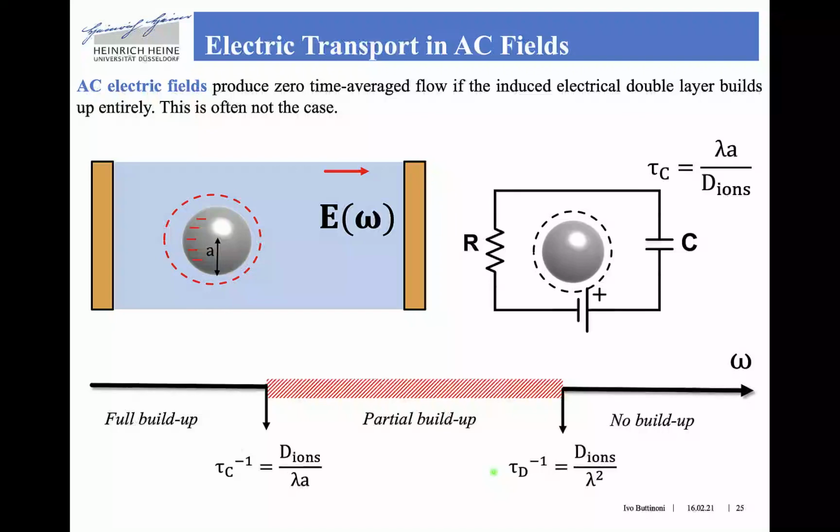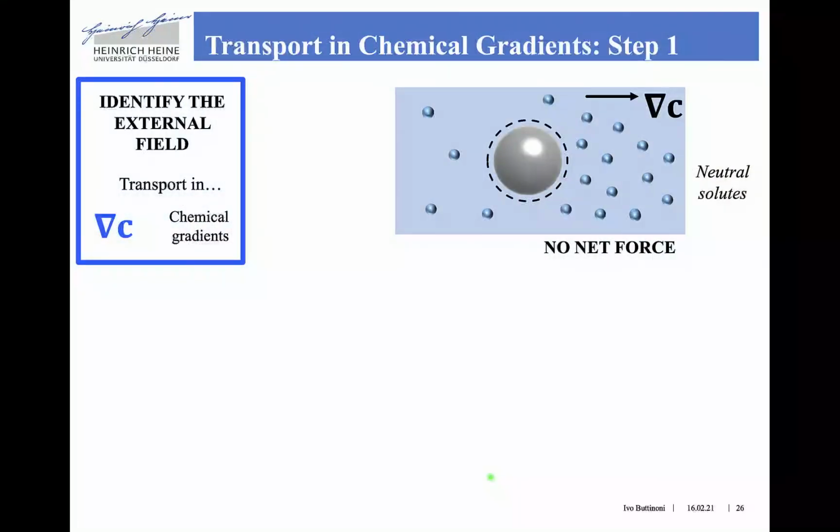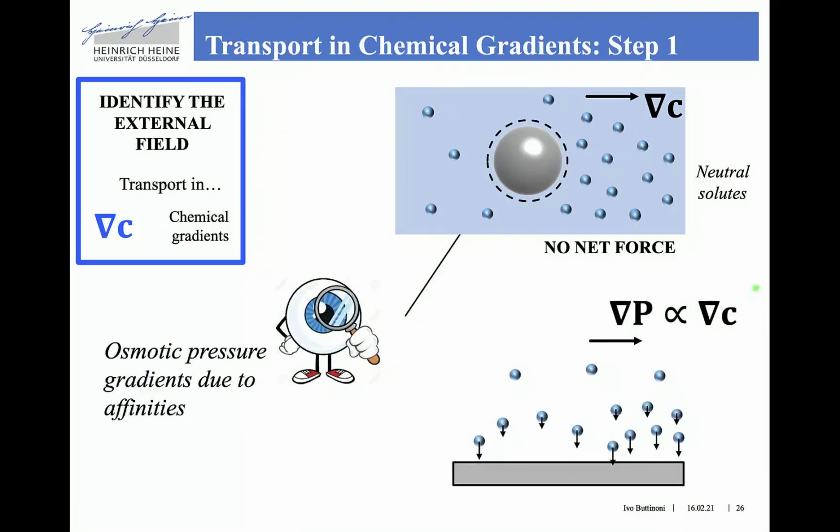in AC electric fields. However, before moving to active matter, let's see first what happens when the particle or the substrate are immersed in a concentration gradient of solute molecules. Here, even neutral molecules can show a degree of affinity with a neighboring solid surface, so that although at the microscopic level there's no net force acting on the particle, these local affinities are able to lead to osmotic pressure gradients in the interfacial layer, and therefore to a net flow.